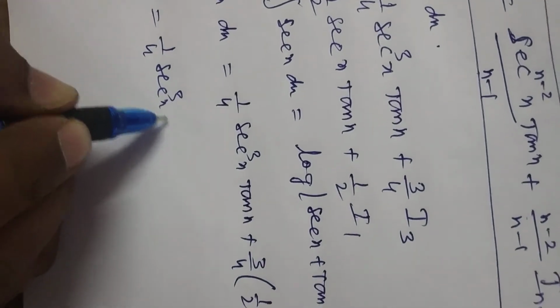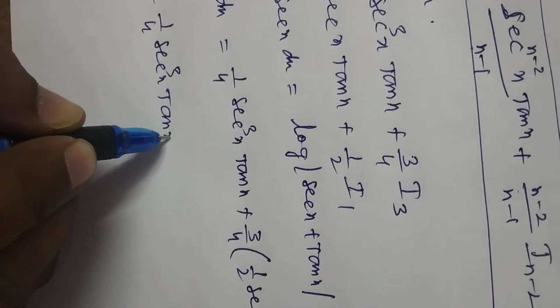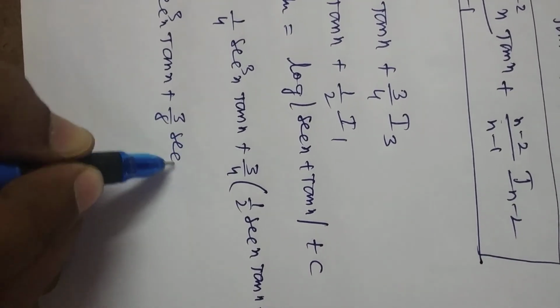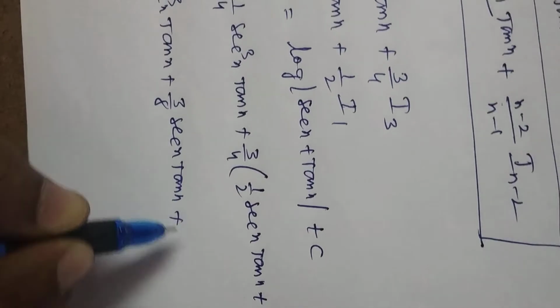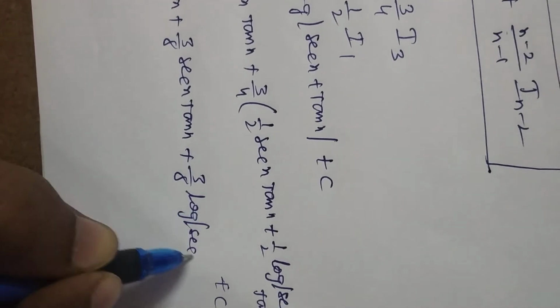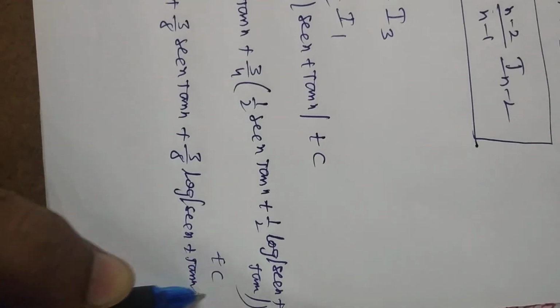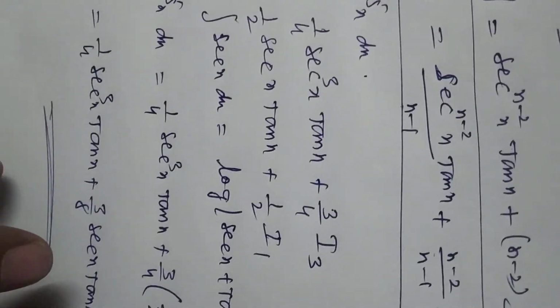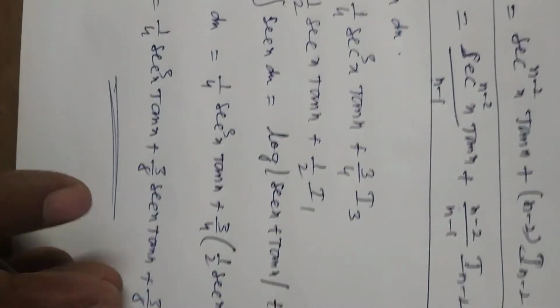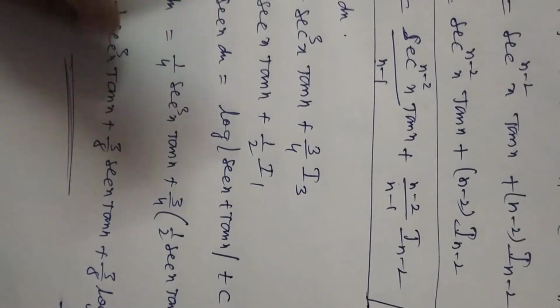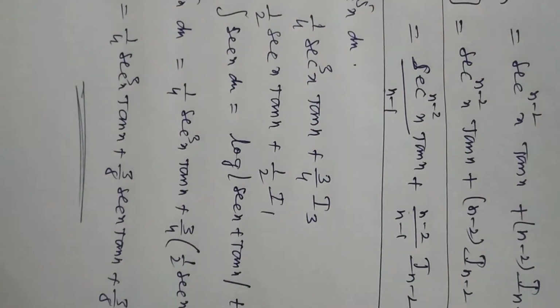So on simplifying further, 1/4 of secant cube x into tan x plus 3 by 4 into 1 by 2 is 3 by 8 into secant x into tan x plus 3 by 8 into log of secant x plus tan x plus c. So this is the end of the reduction formulas, and of course the end of your indefinite integral theory part also. So we will be left with some problems from the fact material.